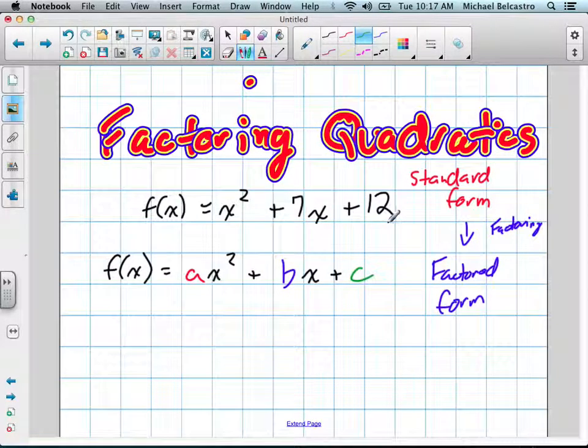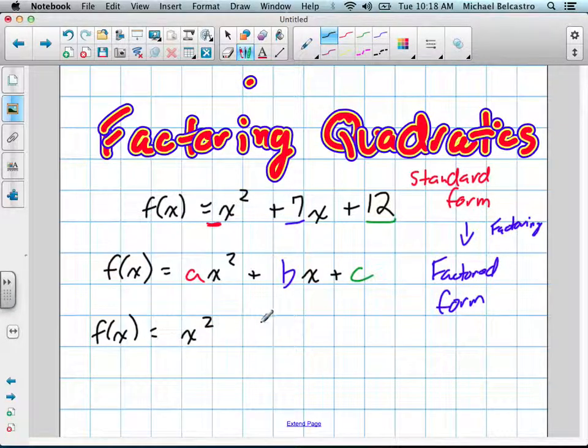What is the c value in our equation? 12. The b value? And the a value? 1. Okay, so today we're specifically going to go over a values of 1. I'm going to show you a method right now that works for whether a is 1, 10, a million, it doesn't matter. Then I'm going to show you in another example a fast way to do it when a is 1. But that way only works when a is 1. Okay?